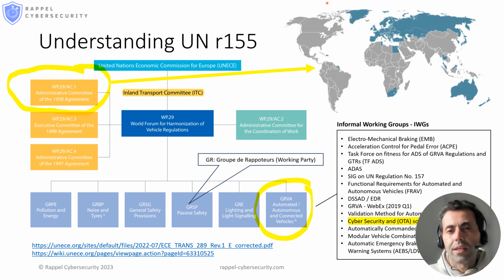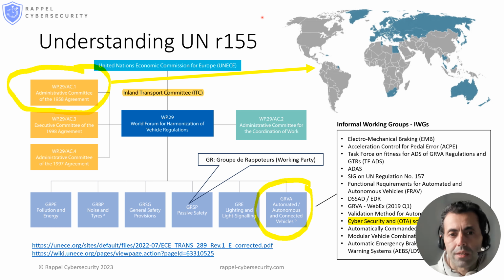Here on this slide, you can see the upper and lower organization tree of WP29, that is the World Forum for Harmonization of Vehicle Regulations. At the top, there is the UNECE, which is one of the 5 United Nations regional commissions administered by the Economic and Social Council. We will not go into this part, including the ITC. Please refer to the link at the bottom of the page for further information.